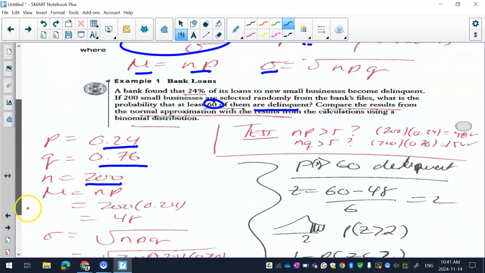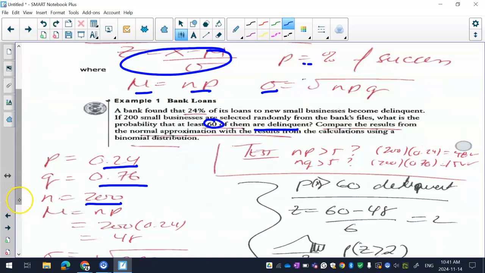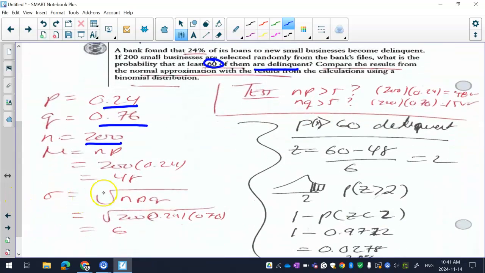So we want to do that. Find that out. What we do is we find mu, and to find mu, we do N times P. So that's 200 times 0.24, which is 48. And then we do the root of NPQ to get sigma, which is the following. Now, we could have done this first.